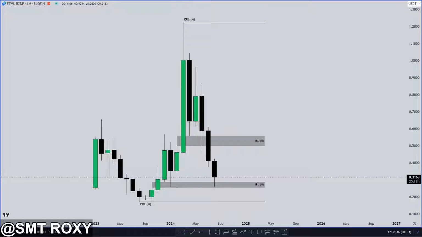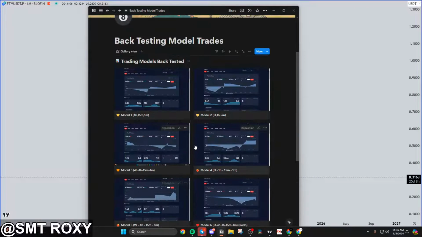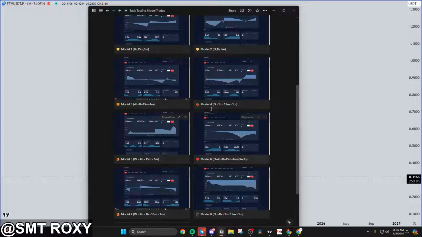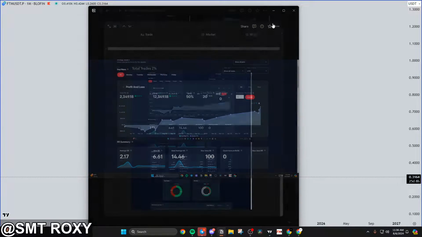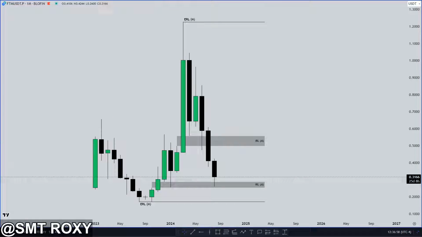I've backtested over 100 trades. I have every single model backtested right here. Of course, this one's the best one, honestly. Look at it, reached over like 23%, just trading that one. The other ones, of course, they're good, but that one is so fire.